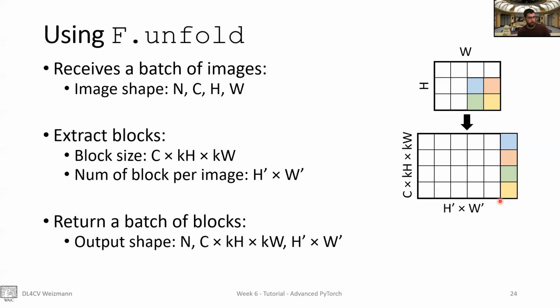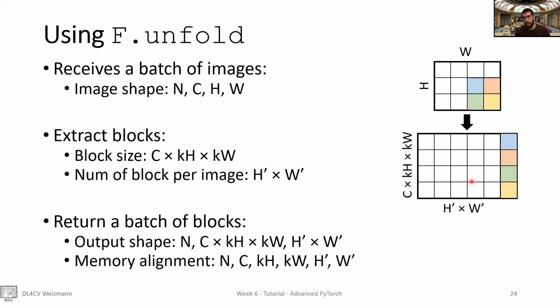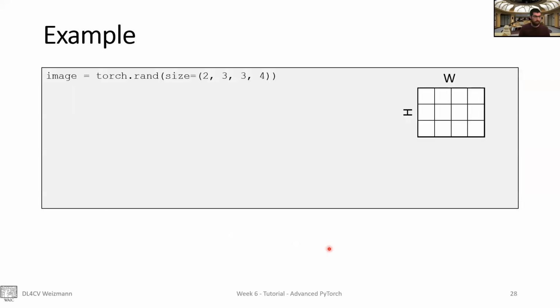In memory it's aligned, and in the supplementary material, in the hidden slides, you can learn more about what memory alignment means. I will show you an example later. It's aligned as batch, channels, kernel, and spatial location, even though the shape is just 3-dimensional: batch, block size, and number of blocks. So let's see an example.